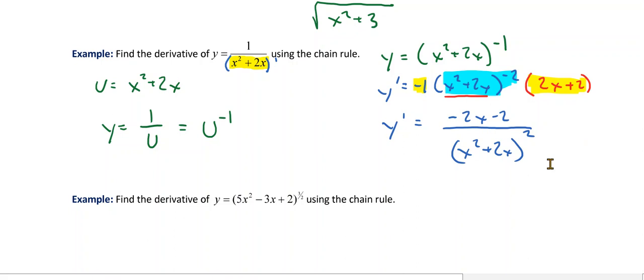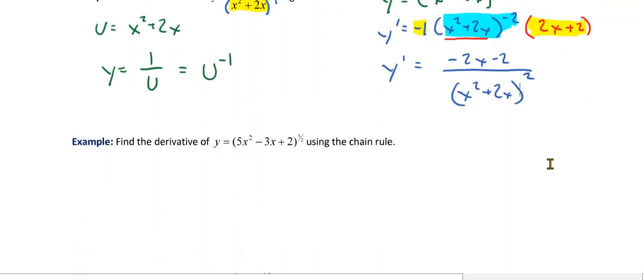And we'll do one more in this video. In this case, we have inside function is 5x squared minus 3x plus 2. So we're going to apply the power rule. We're going to bring the 3 halves down in front. So y prime is equal to 3 halves times the inside function to the 3 halves minus 2 halves, or 1/2 power.